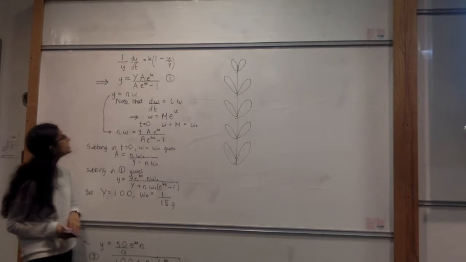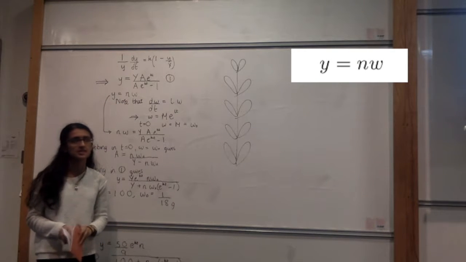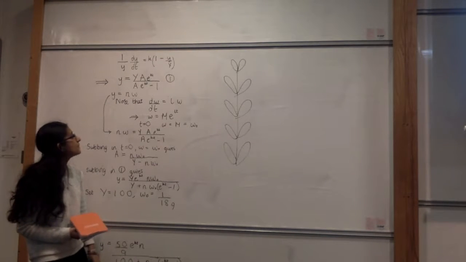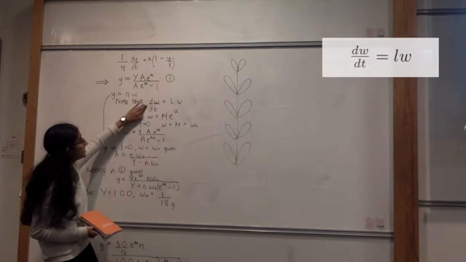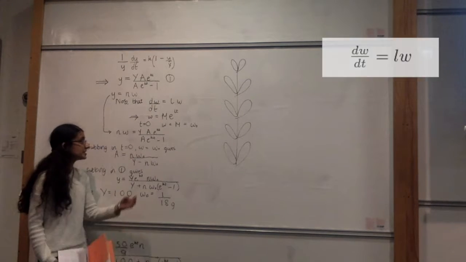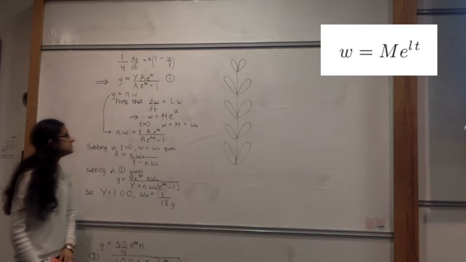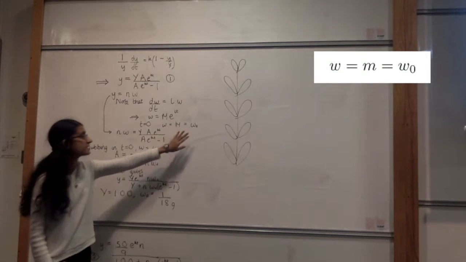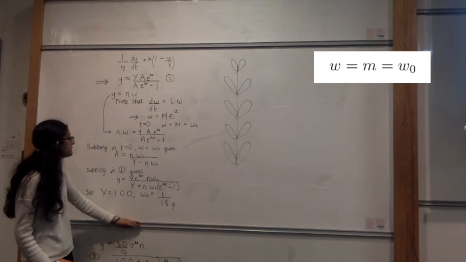Okay, so now we can note that little y equals NW. So the yield can be expressed in terms of the number of plants n times the weight of one plant. We know that the weight of one plant varies with time, so we can set up a differential equation, as shown here, dW over dt equals LW, where L is just a constant. Solving this, we find W equals M e to the Lt, where M is again just a constant. Substituting in t equals 0, we find that W equals M, and from now on we'll call this W0 because it is the weight at time 0 of the plant.